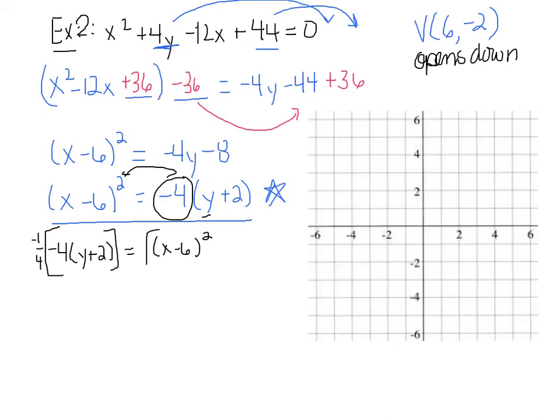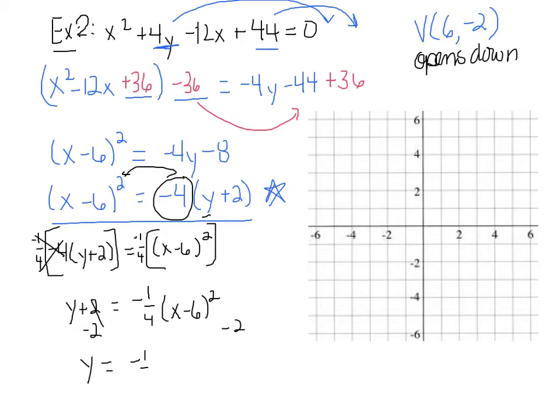Multiply this side by the same thing, this cancels, so you have y plus 2, and that equals, now we don't really want to multiply this through, we just want to leave it as negative 1/4 times (x minus 6) quantity squared. Okay? Then we're going to move that plus 2 over to the other side and just make it a minus 2. And now we've got our y by itself. y equals negative 1/4 (x minus 6) squared minus 2.